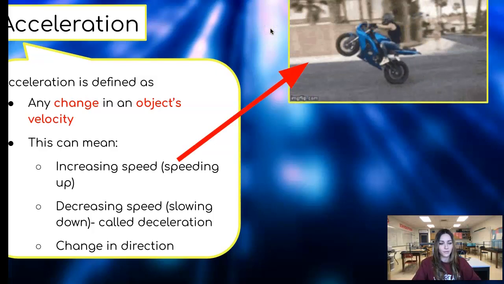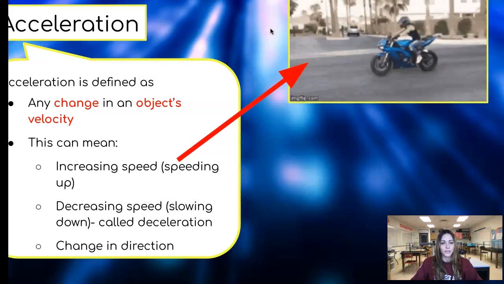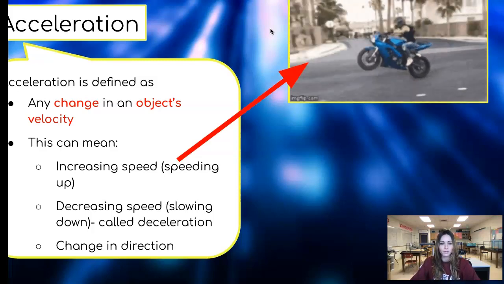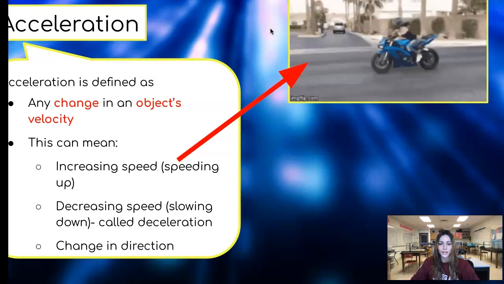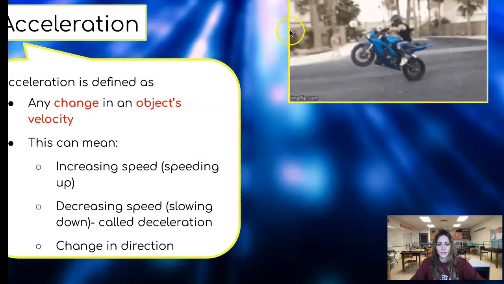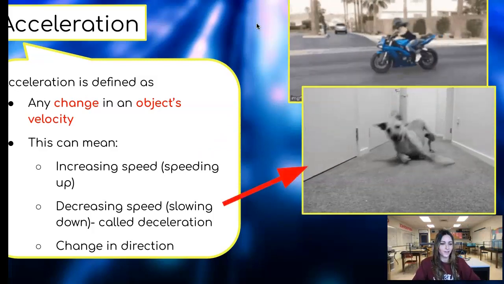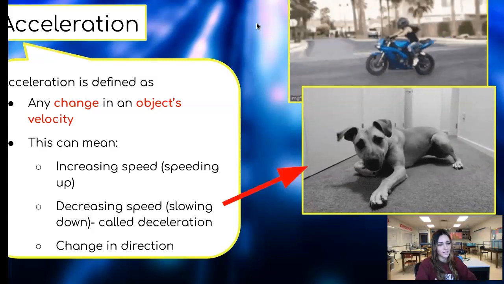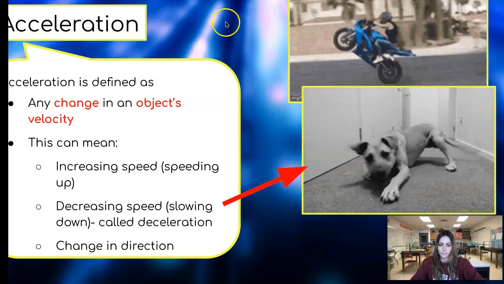Here's an example that we looked at of increasing speed or positive acceleration. This bike is starting from a lower velocity, and as he accelerates, as he hits the gas pedal, his speed is increasing. In our second example, our cute little pup, we can see that as he runs down the hall, he's traveling at a certain velocity and is able to decelerate or slow down until he's at rest.